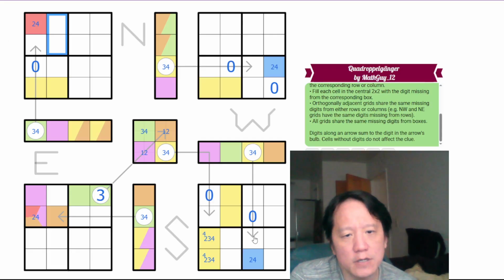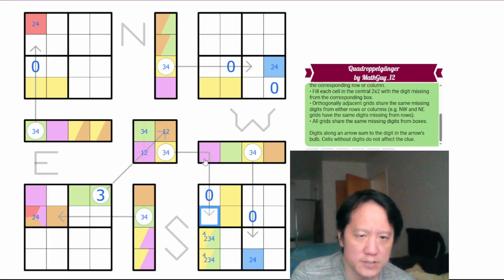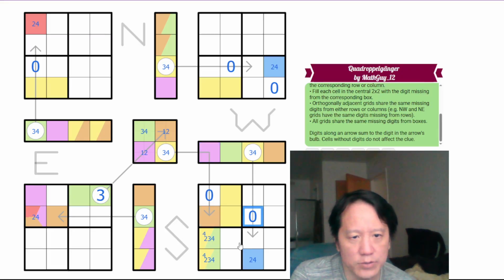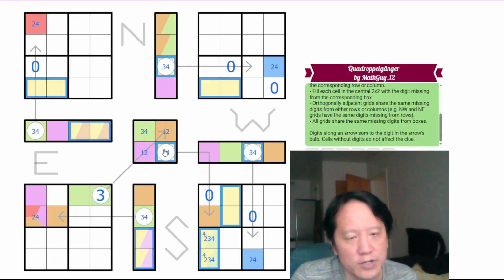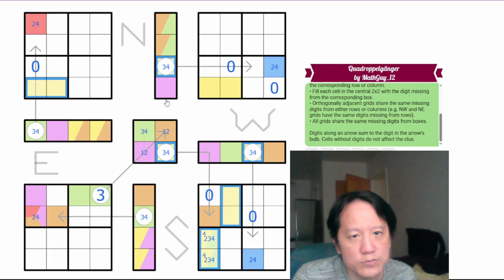Green is missing here. So it's not missing in box 3. So therefore, it has to be one of these two. So this is a yellow-green pair here. This cannot be pink, so this has to be orange here. So this is orange, this is pink. Orange and pink add up to 3. So therefore, all the yellows are 3. So we'll remove those.